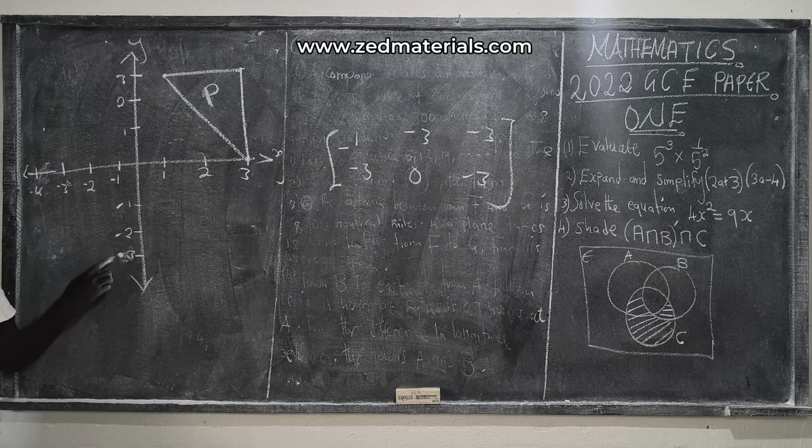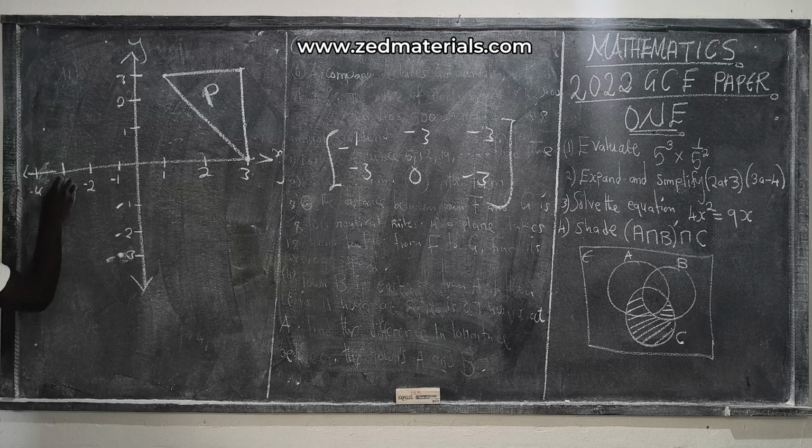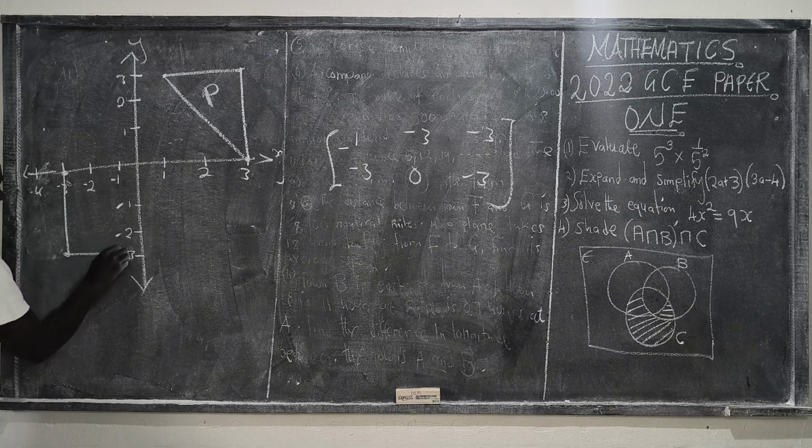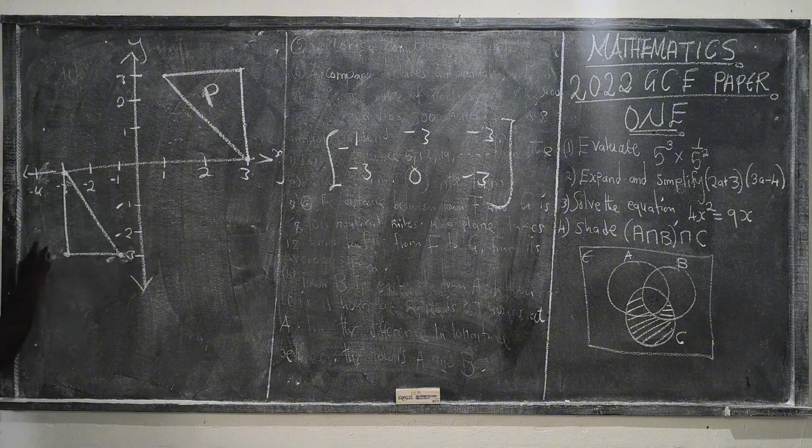Just there. From there you have negative 3, 0, which is here. Negative 3, 0. Next it is negative 3, negative 3, which is here. Then join these points. You have something like this. Then you have your image here, Q.